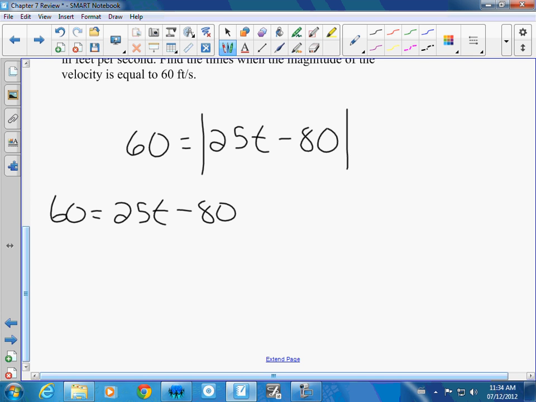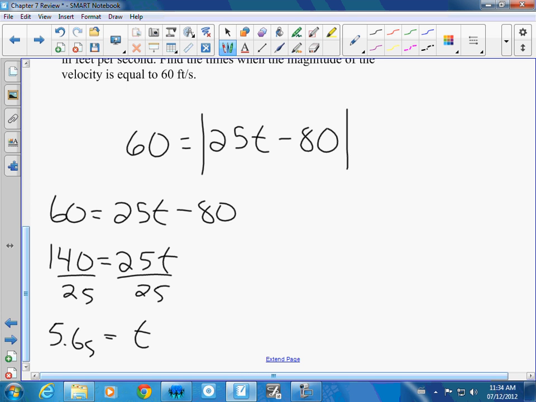So we'll add it to the other side. What do you get? 140 equals 25t. How do you get rid of the 25? Divide. Okay, grab your calculator. Tell me what you get for t. So 5.6 seconds. So at 5.6 seconds, the magnitude is going to be 60 feet per second. Or so the velocity is going to be 60 feet per second.